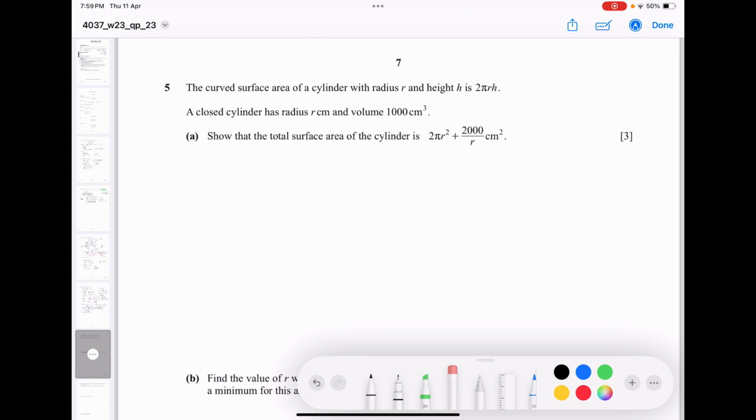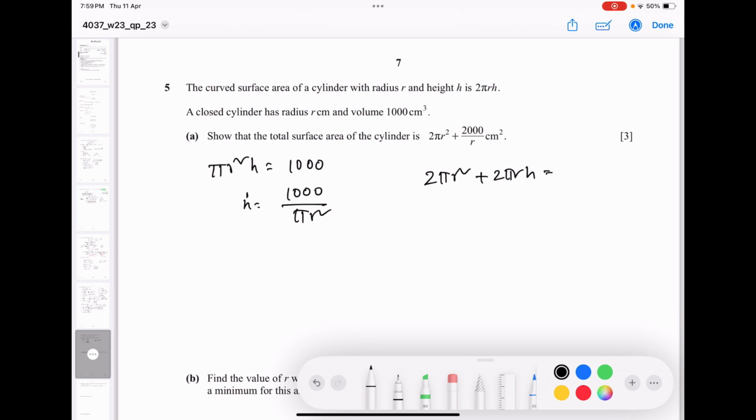We know the volume is pi r square h, so let us write pi r square h equals 1000. We can write h equals 1000 divided by pi r square. Now we need to prove the total surface area of the cylinder, and the cylinder is closed. So we know that the total surface area is 2 pi r square plus 2 pi r h.